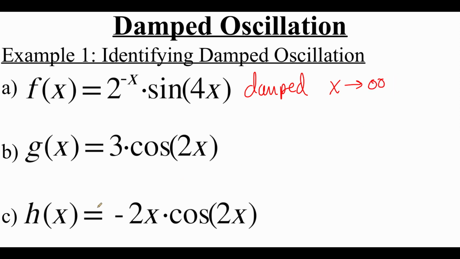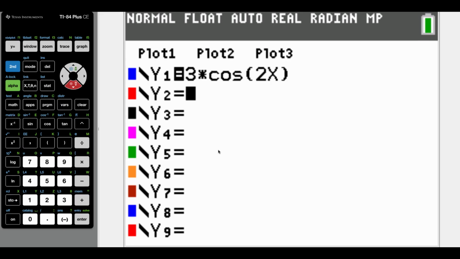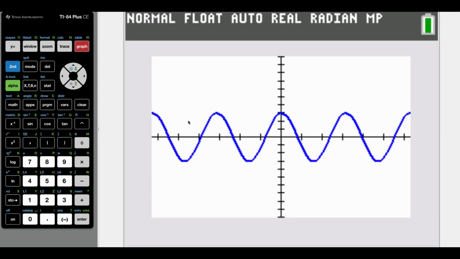Now in letter B, we're looking at g of x equals 3 times the cosine of 2x. So I'm going to type that one into my calculator. In my y equals, I've got 3 times the cosine of 2x. I'll hit graph. Now this one we can see that our wave height never changes. It's always bouncing between 3 and -3. So because that wave height did not change, this one is not damped.